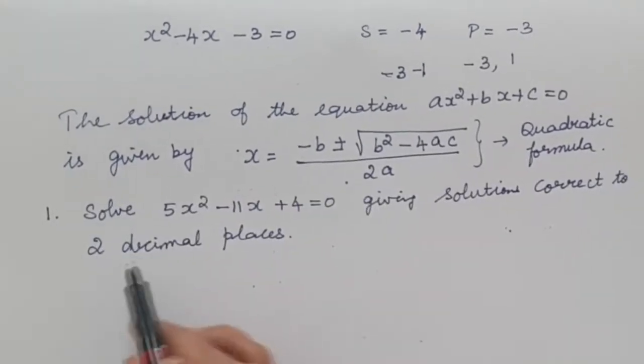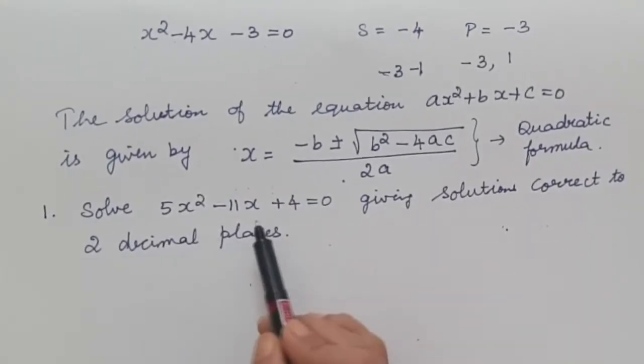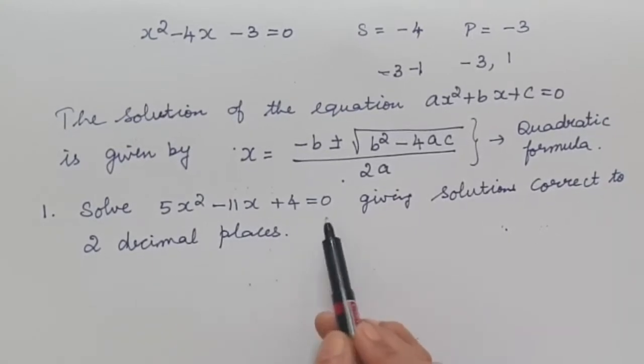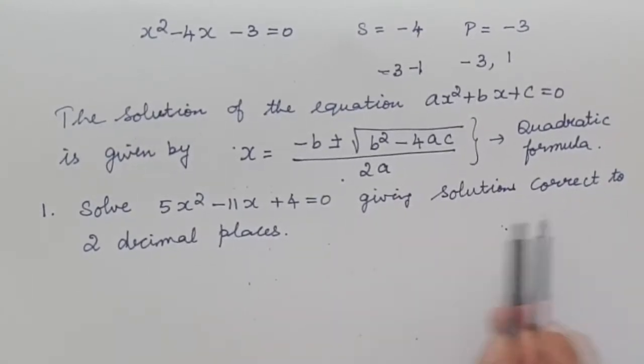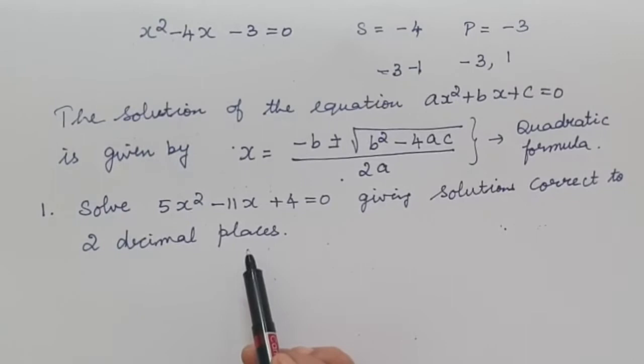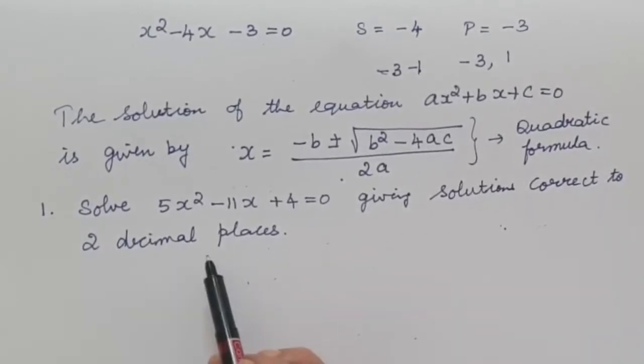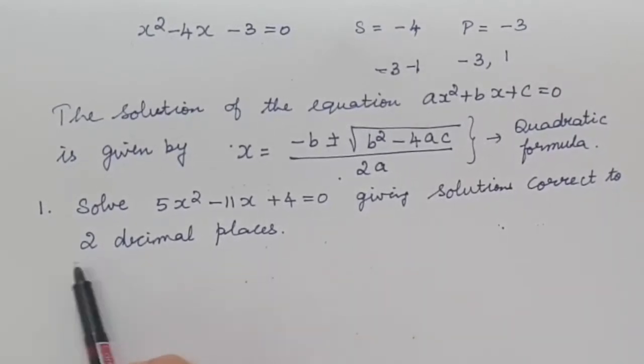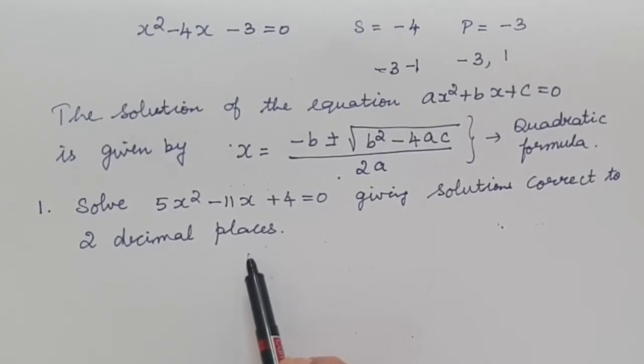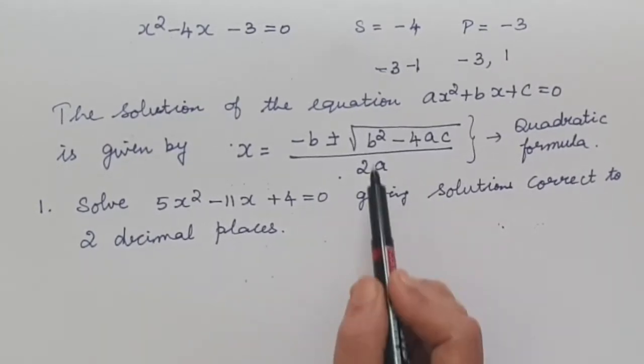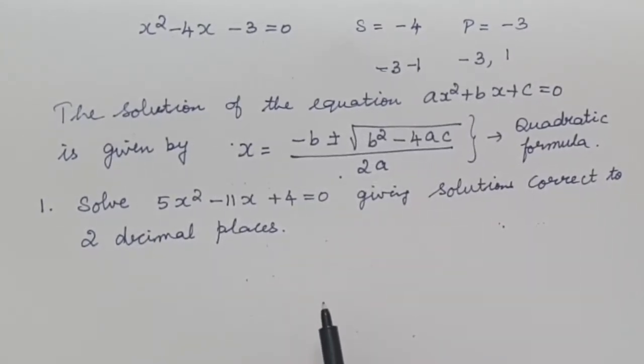The first question: solve 5x squared minus 11x plus 4 equal to 0, giving solutions correct to 2 decimal places. Generally in past paper questions, when this statement is there, give your answer correct to 2 decimal places, then you must understand that we are going to apply the quadratic formula.